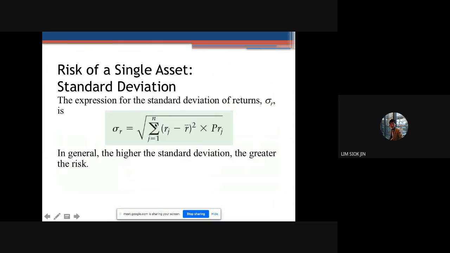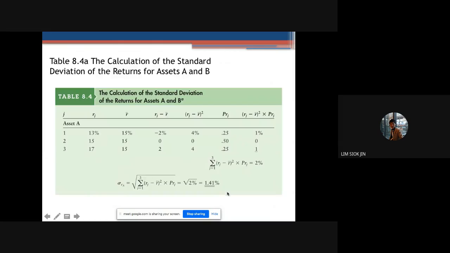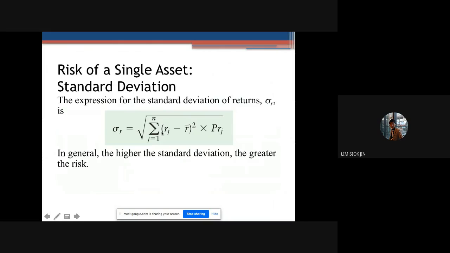You see, remember, this is the sum of R minus R bar. This is the expected return. R minus expected return, times the probability. This one squared, and then the sum with a square root. So how do we calculate the risk? We take this 13% minus the 15%, which is the expected return we calculated. 13 minus 15, so negative 2. Squared, because we are just following this formula.